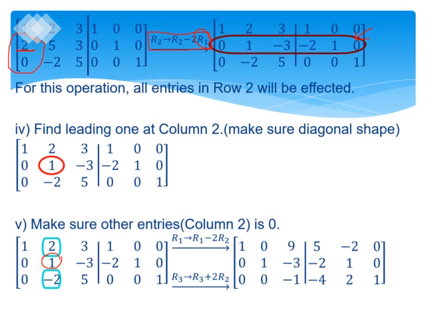So the operation is here: R1 minus 2R2, R3 plus 2R2. We use R2 because our leading one is at R2. And then the result is 0, 0. And the rest will be changed. This one, row 1 and row 3. Next.